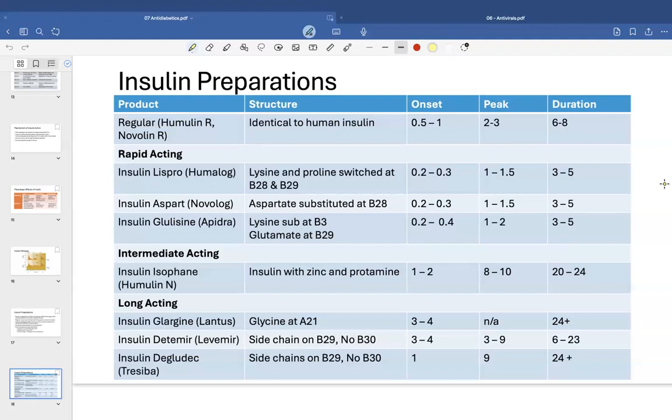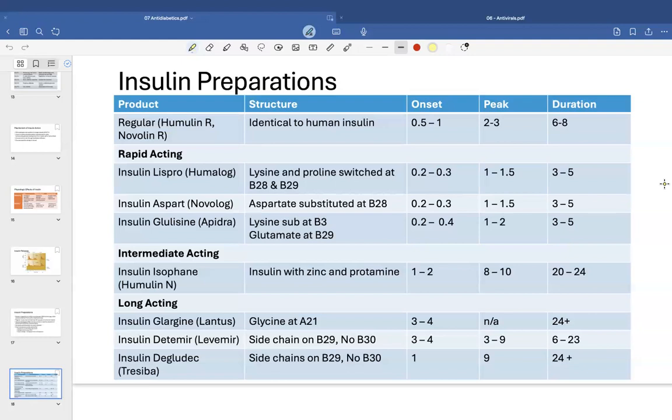Typically, this kinetic will give you a basal property, kind of an all-day effect, if you give it twice a day. Insulin N, yeah, it's really twice a day insulin, basically.